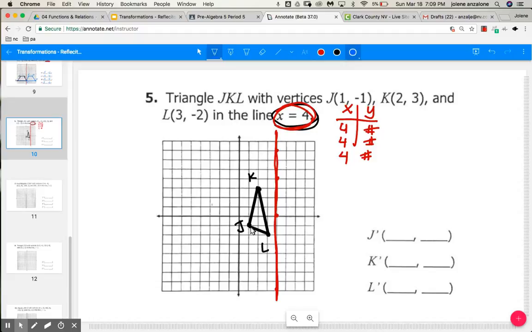So when I try to find my new image from, for example, J, I need to find the distance that J is from my line of reflection. And J is 3 units away from my line of reflection. So if J is 3 units to the left, J prime will be 3 units to the right. Okay, so I'll be at, let's see, 1, 2, 3, 4, 5, 6, 7. 7, -1.